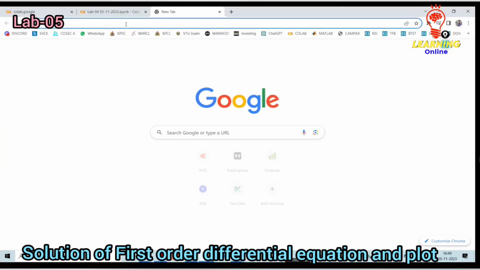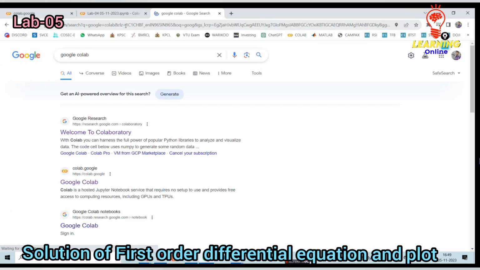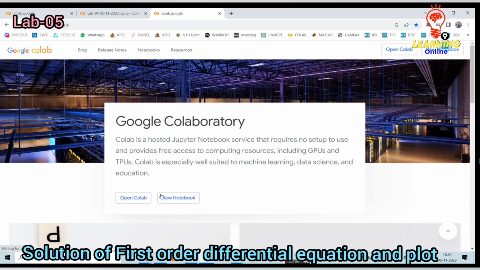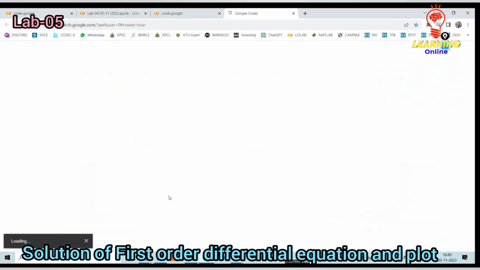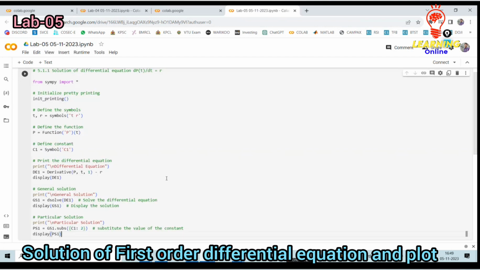I will go with Google Colab. Then new, I will go for new notebook. I have to rename it: Lab number 5. Lab 5, today I am discussing it. I am giving the date because I need it for my reference. Then I have to type this code.